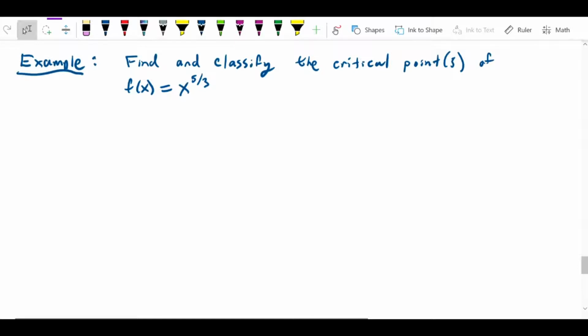So here's a different problem where we're asked to find and classify the critical points of f of x equals x to the 5/3. All right, first let's find the critical point or points. We know that we find the first derivative. So f prime of x is going to be 5/3 x to the 2/3. We can see that this function is defined everywhere, and it's going to be 0 only where x equals 0. So we can see that x equals 0 is the only critical point.